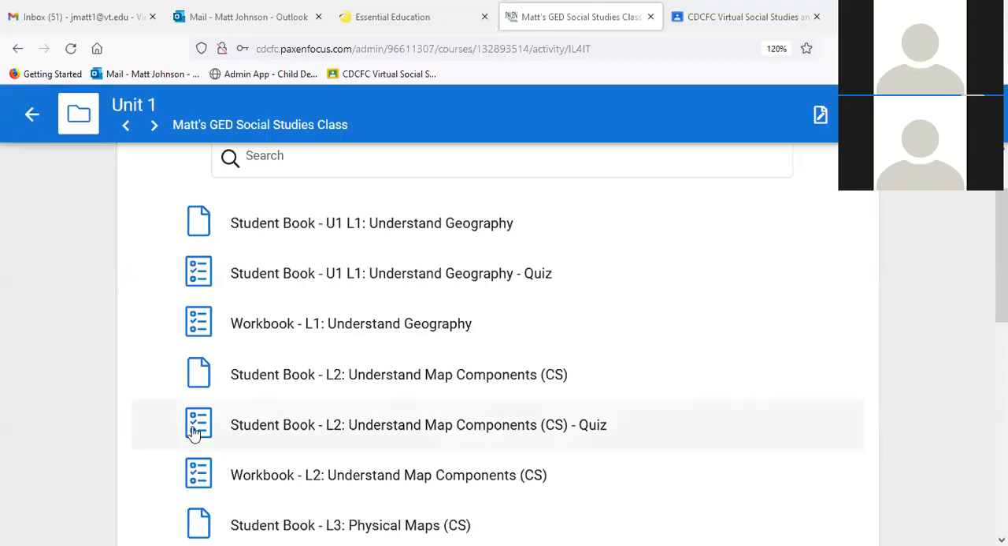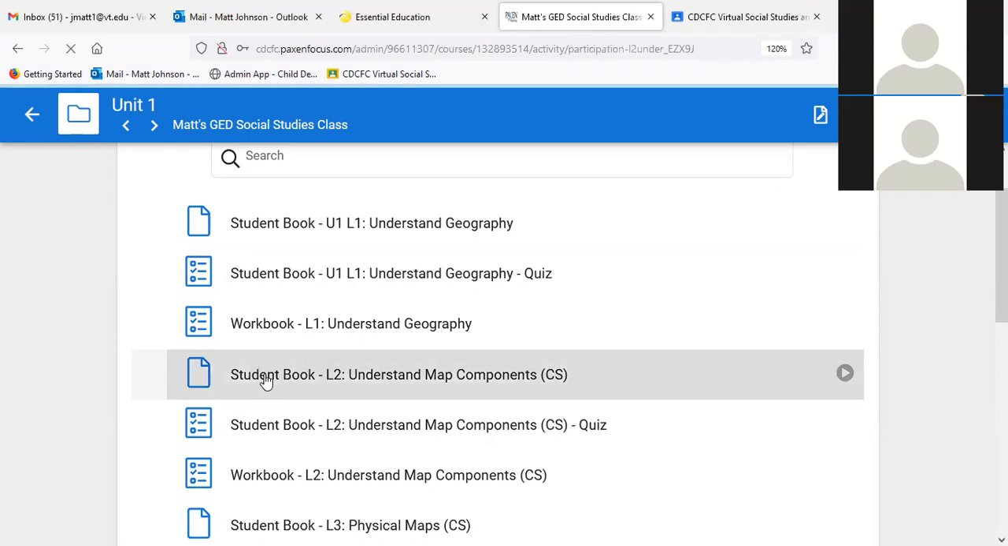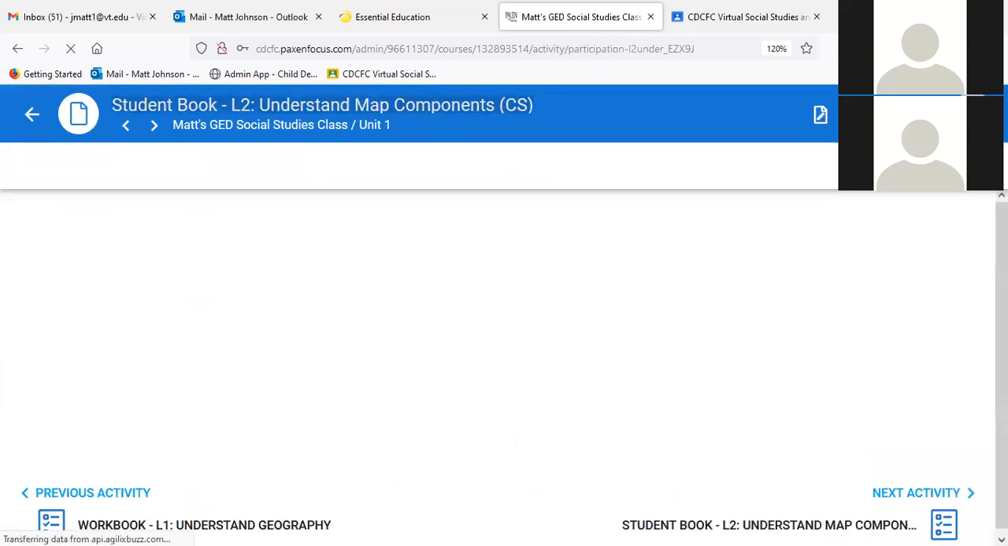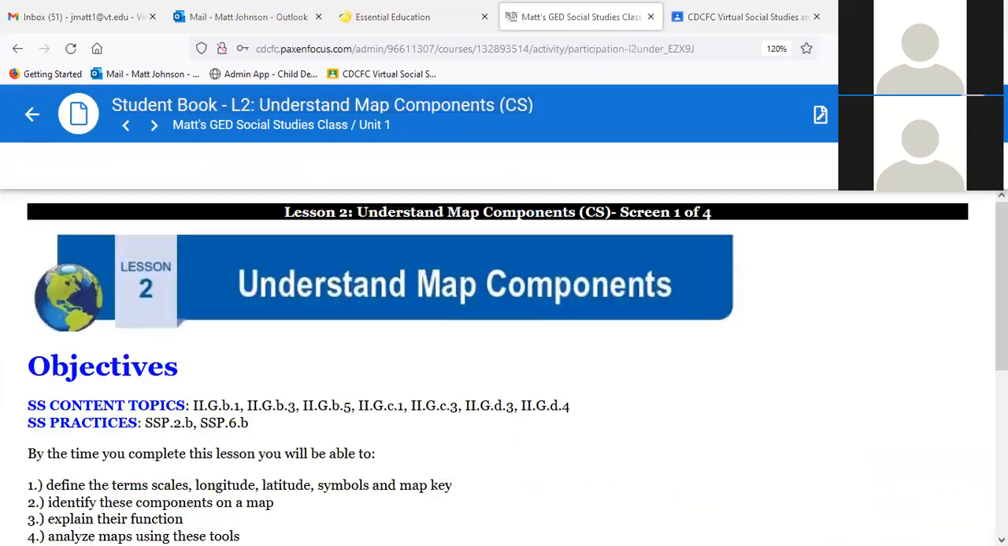And I'll get my screen up here. Yep, so we're doing unit 1, lesson 2, understand map components. And like I said, this one's probably going to go a little quicker today. We don't have the whole introduction and everything, so we'll just be able to jump right in.